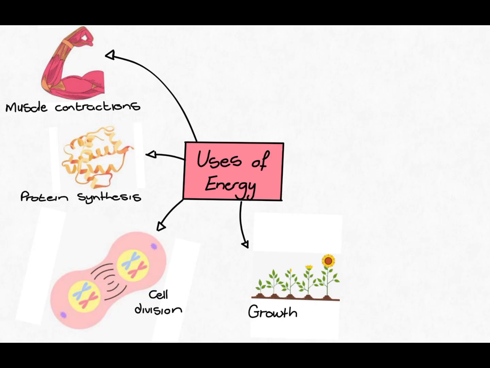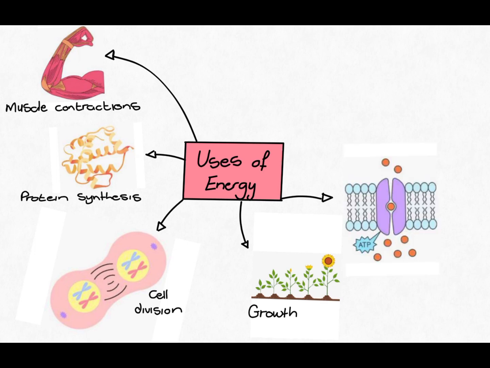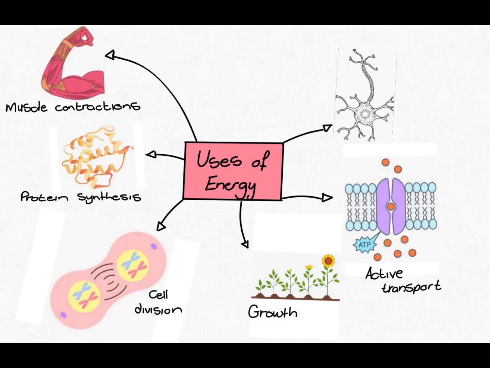Then active transport also requires energy. One of the most important examples is that of in plants, where they take up nutrients from the soil through active transport. But of course, active transport happens in the human body as well quite frequently. Then we have our nerve impulses, and we need energy to generate nerve impulses. So without energy in the form of ATP, we won't be able to react or move or think at all.